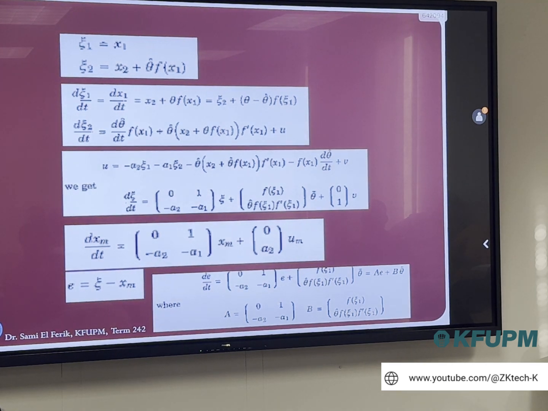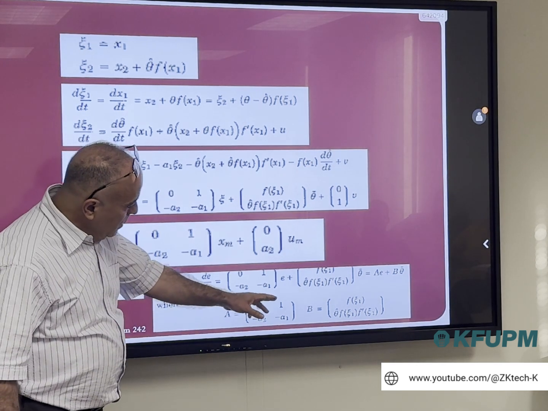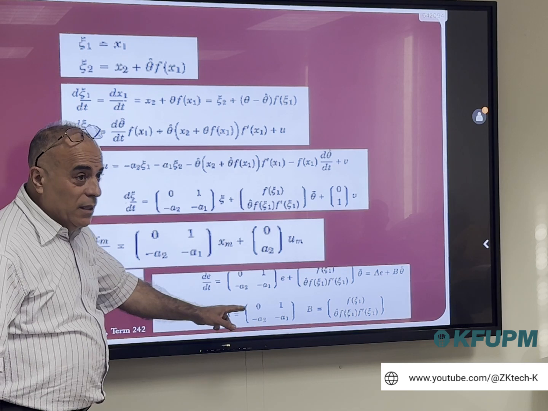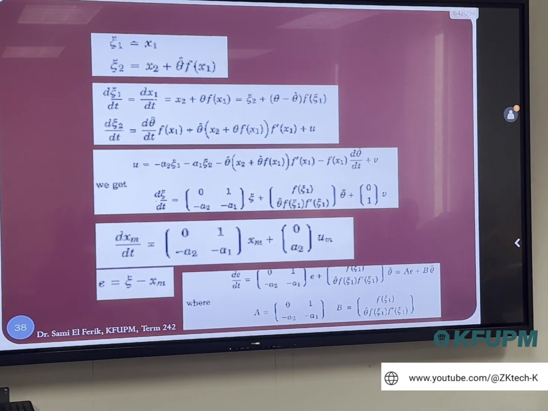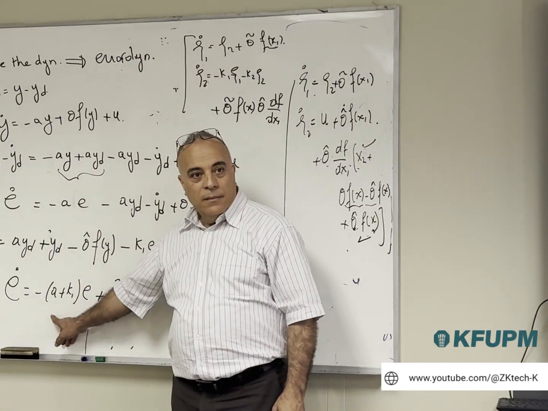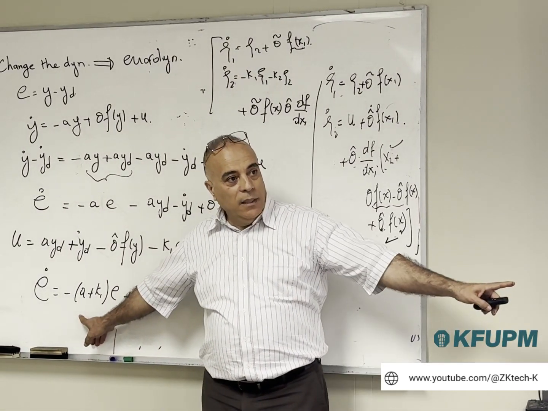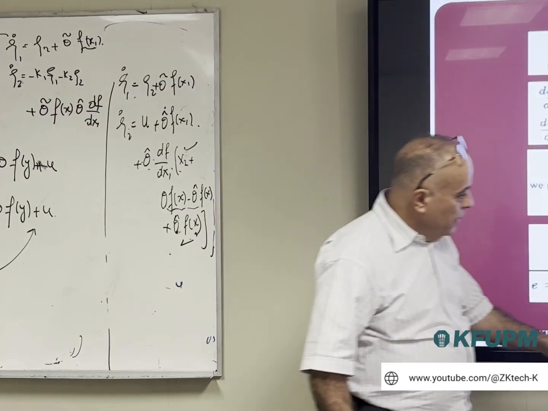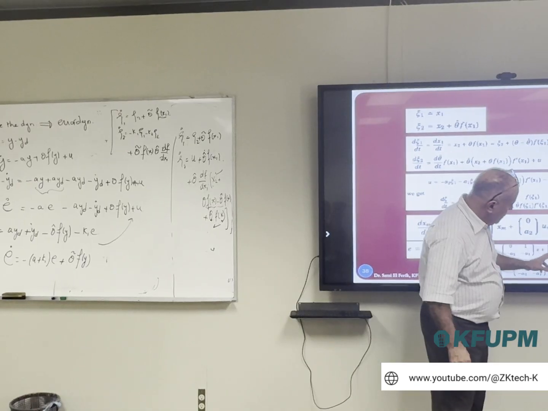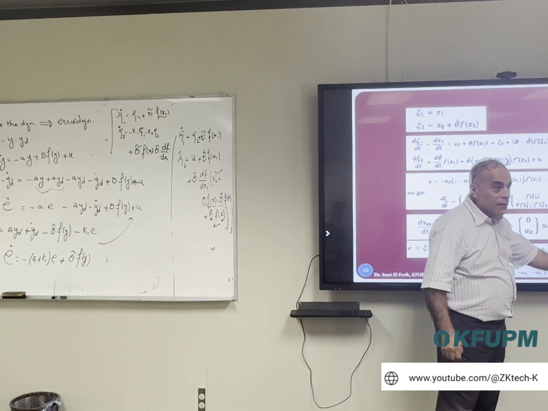All right, so when you build the dynamic of the error, what you are going to get is a matrix that is known. So in our case, our known matrix is A plus K1. In this case here, it's minus A2 minus A1. And then you will have another term that is a function of theta tilde.